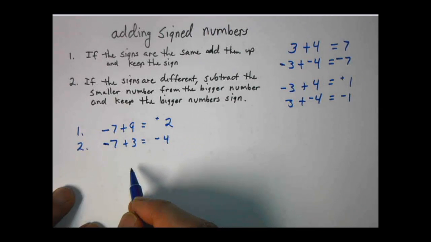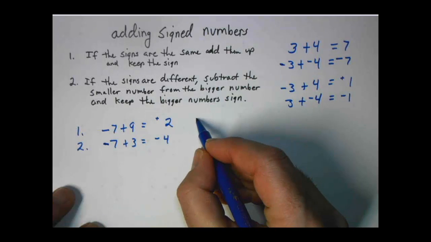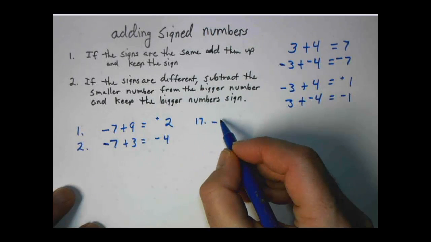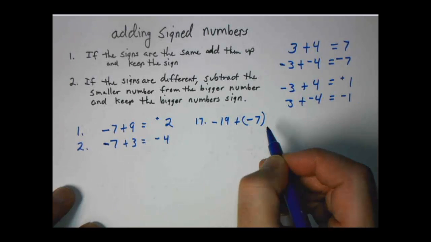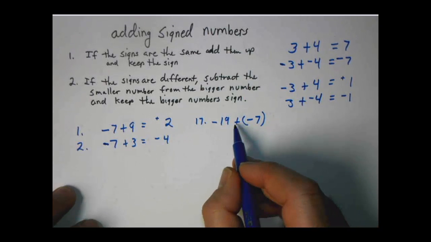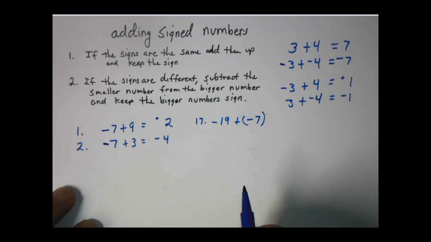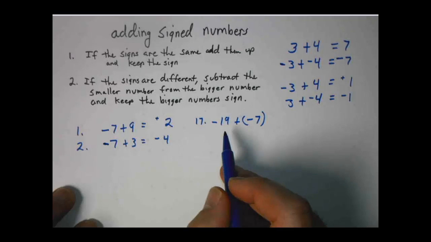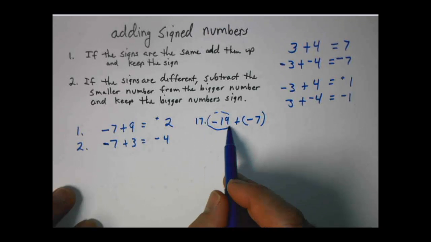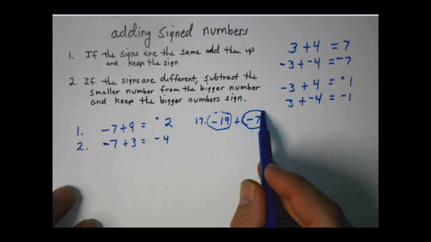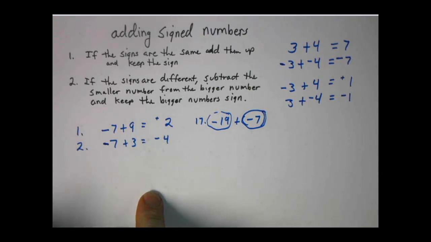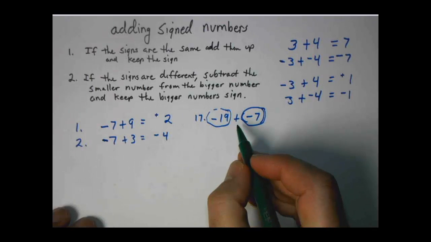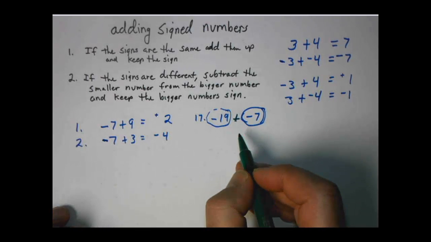As the numbers get bigger as we go down the column here, problem number 17 is minus 19 plus minus 7. And they put it in brackets only because you can't put two signs right together. It doesn't really mean anything. It's just proper form to display numbers. So here we have minus 19 and we have minus 7. I can circle them to help us keep track of things because we have that additional addition symbol in there.